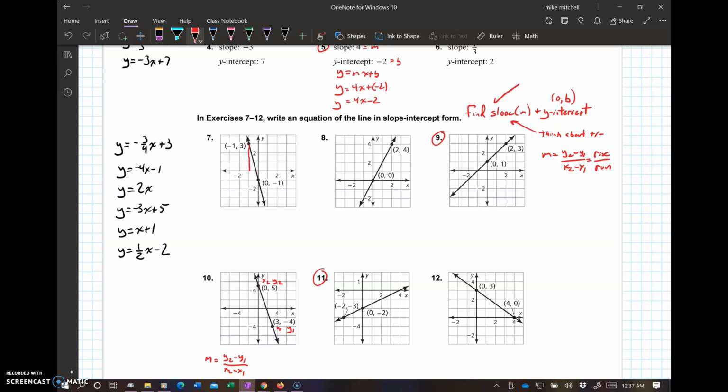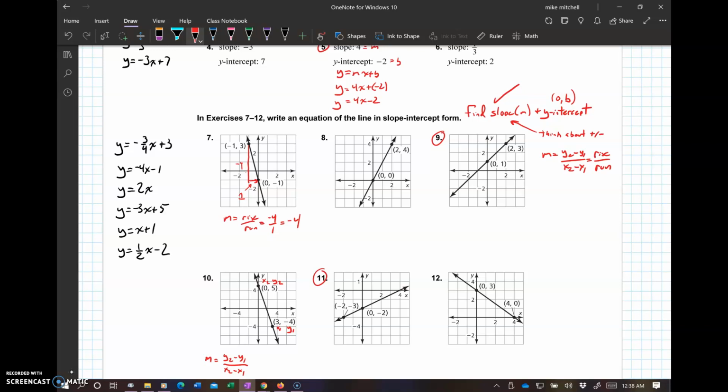So use the lines like streets. I go down and I go over. This is a negative 1, 2, 3, 4. That's negative 4. Whoops. 1, 2, 3, 4. So that's negative 4. That's going to positive 1. So my slope, which is rise over run, is negative 4 over 1, which is negative 4.